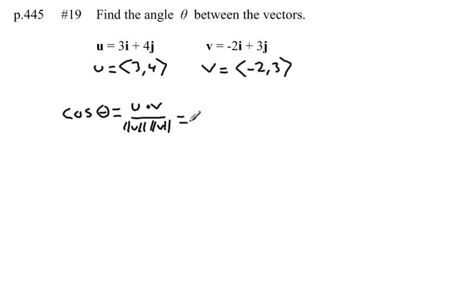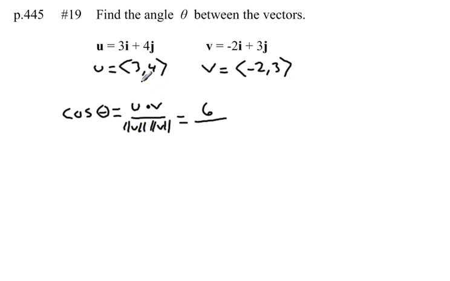Okay, so let's figure out what u dot v is equal to. First of all, the dot product of u and v we can find by multiplying the first coordinates, that gives us negative 6. Multiplying the second coordinates, that gives us 12. Adding those together, we get positive 6. Over the magnitude of u. Well, we can find the magnitude of u.